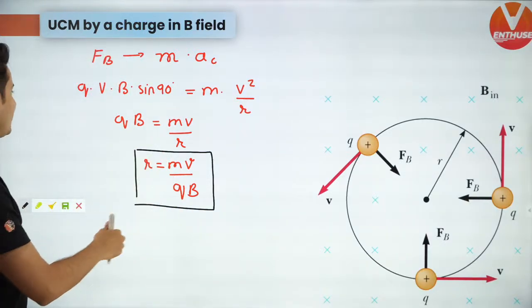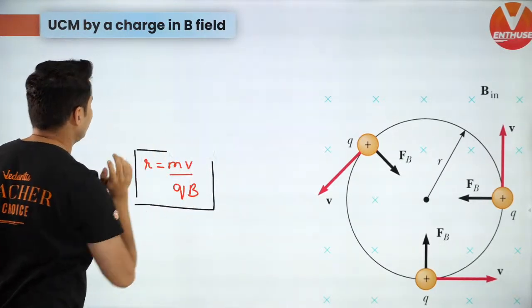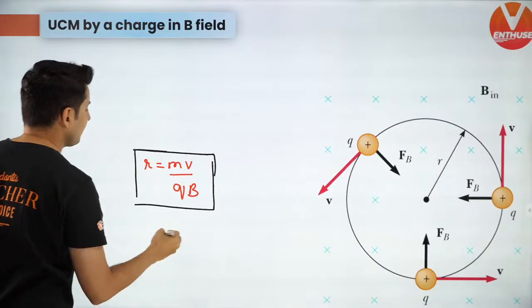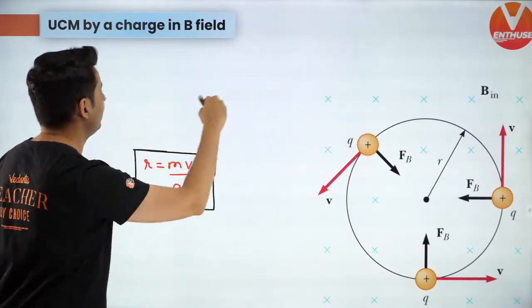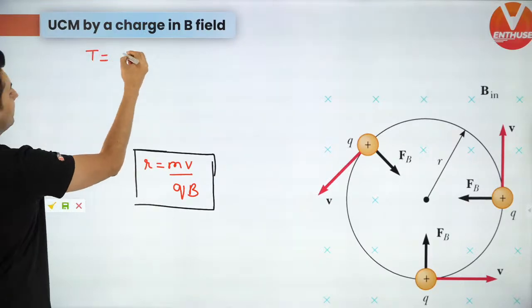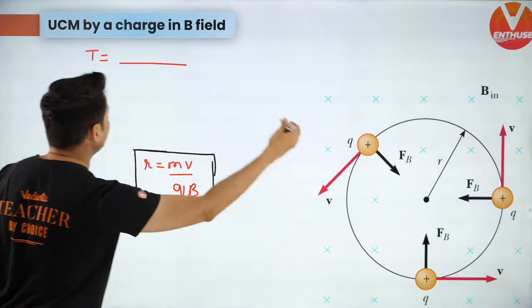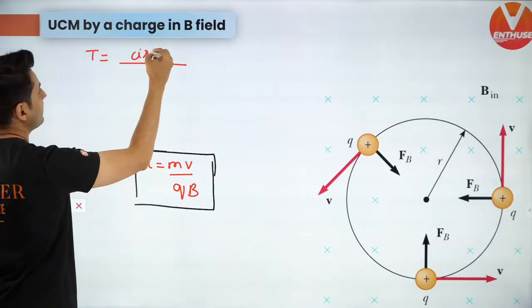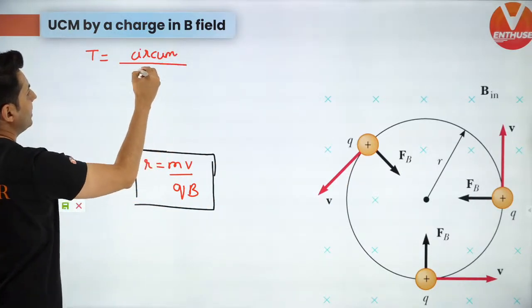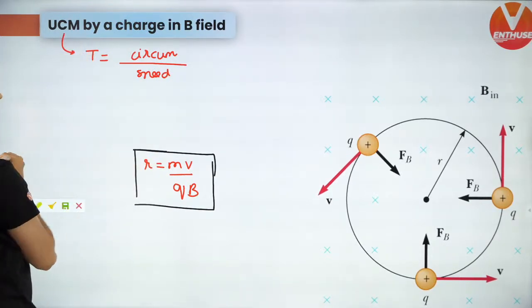Next important thing, the next important derivation in this. I can also find the time period. How can I find the time period? Just remember, time period is distance by speed. The distance is the circumference, divided by the speed it travels with, because it's uniform circular motion.